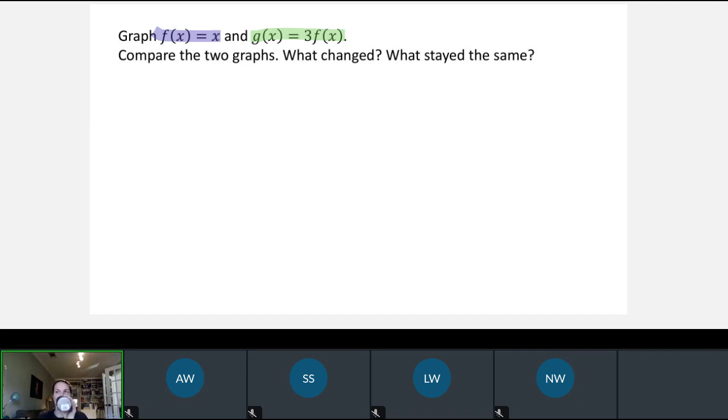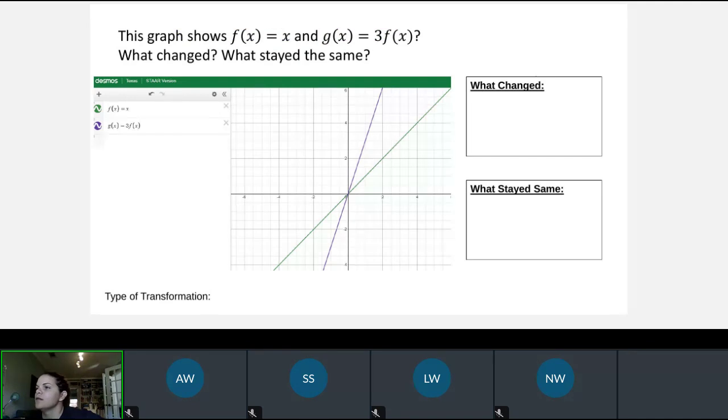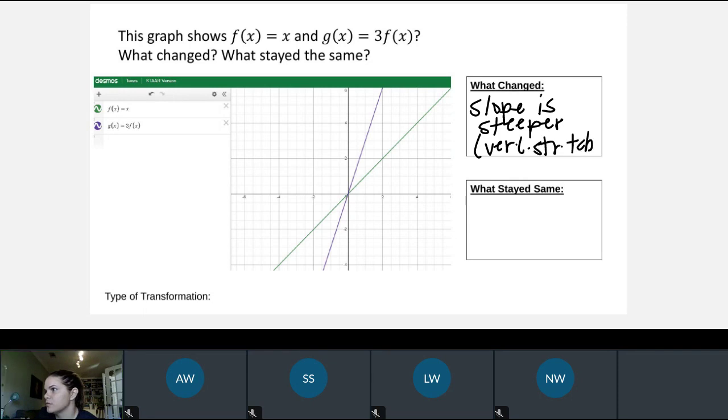Okay, good, AJ, good. That's exactly right. The slope. So let's look at this if we were to graph it. The original parent function is graphed in green. And what has changed is the blue line. So the slope changed. The slope is steeper, okay? Or you can say it was a vertical stretch by 3. Correct. That's exactly right. The y-intercept has not changed. Very good.